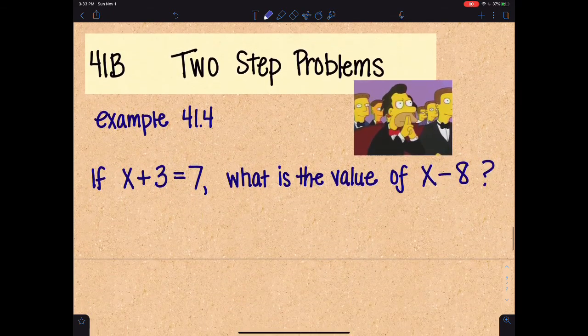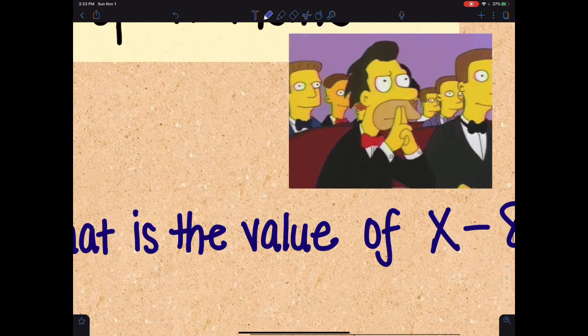All right, we're going to move on to figuring out how to do two-step problems. This is not the two-step like the dance. This is two-step problems. Okay, yeah, I know, I've got problems. All right, so we're going to do two-step problems. I know you're going to concentrate really super hard, just like Lenny. Or is that Carl? I can't remember. Tell me if it's Carl or Lenny.